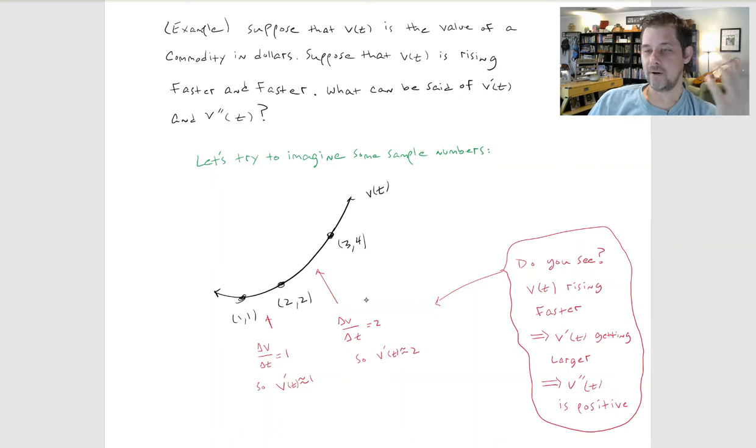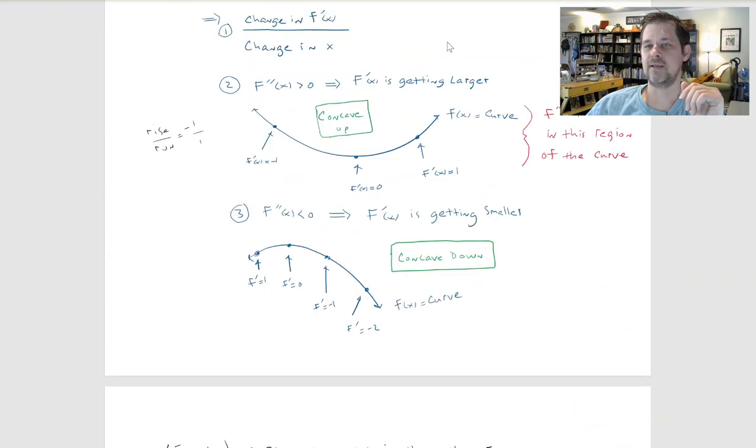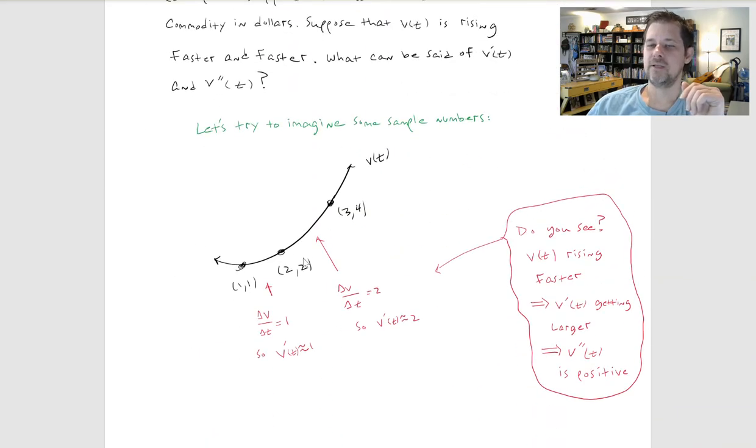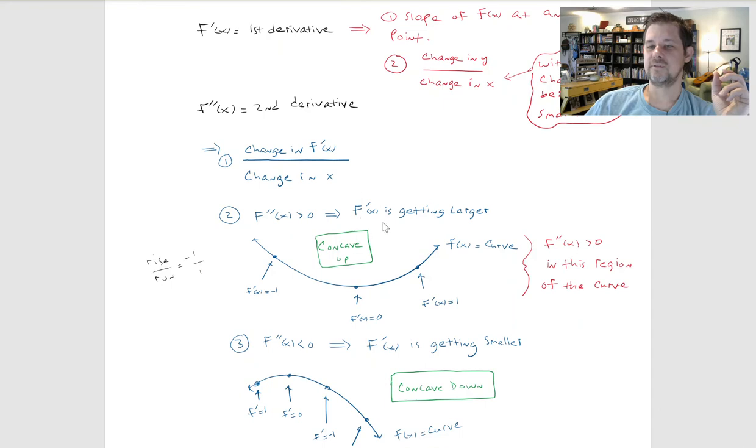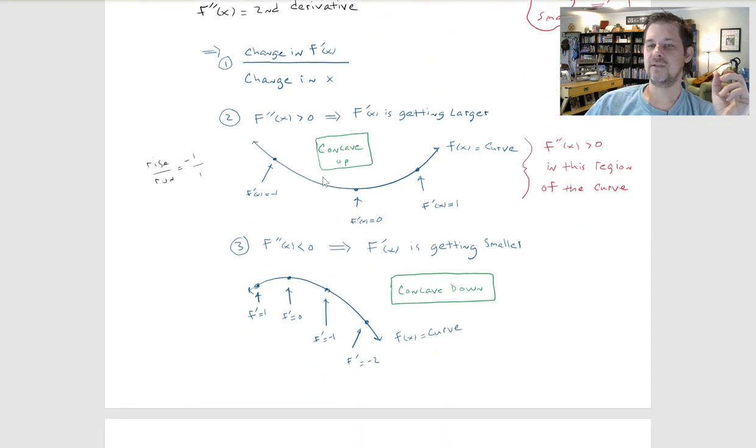So what in the context of what we said back here would that mean? Well, a curve would have to look like this. It would have to be getting steeper as I went from left to right on it. And that would mean that v prime, the slope of the curve, was getting larger. And then we said that if the slope of the curve is getting larger, then that means the second derivative is positive.